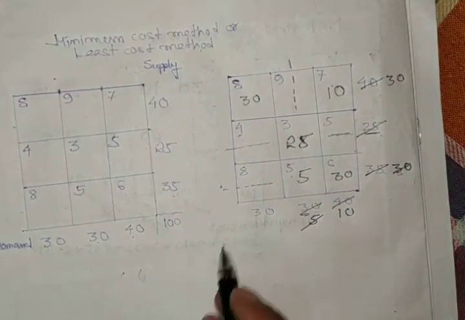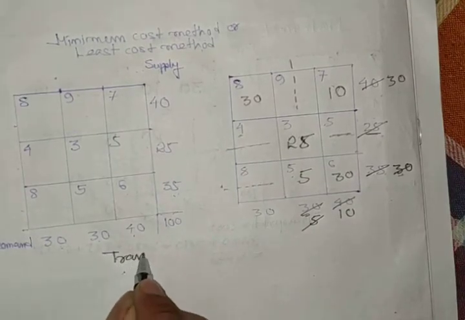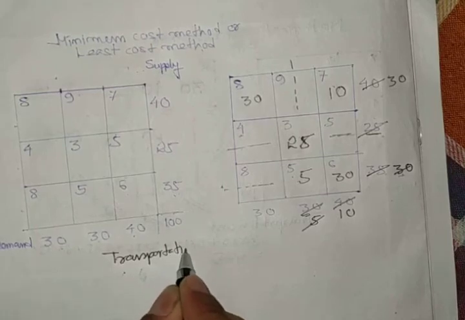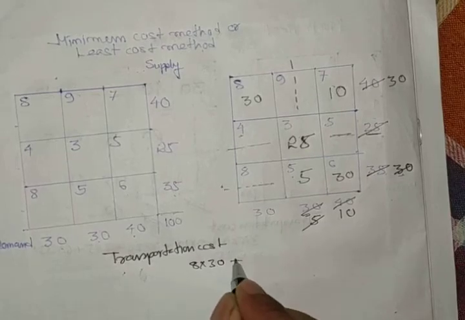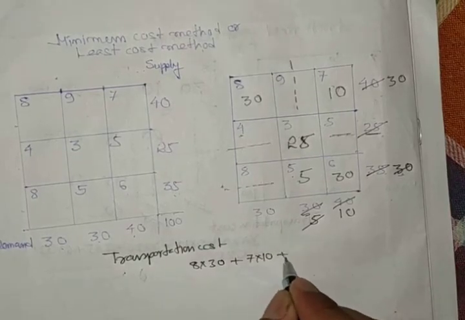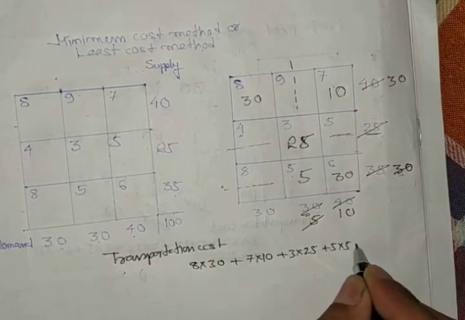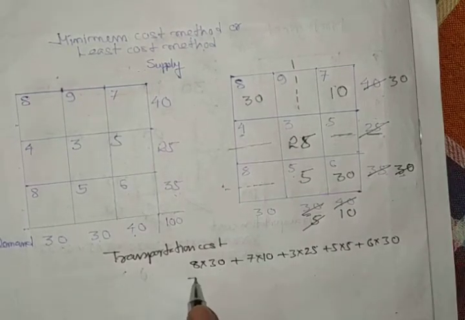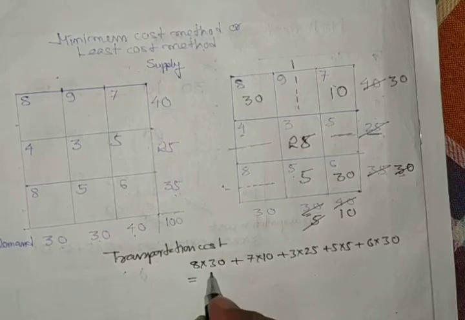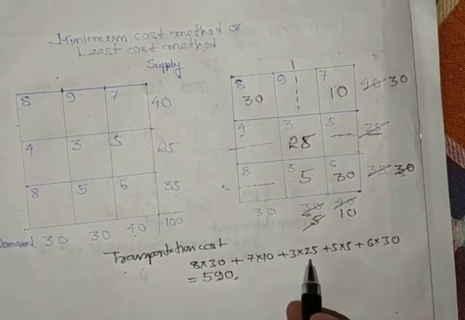Now if I find out the transportation cost, it will be 8 into 30 plus 7 into 10 plus 3 into 25 plus 5 into 5 plus 6 into 30. After the simplification, we will get 590 as the answer.